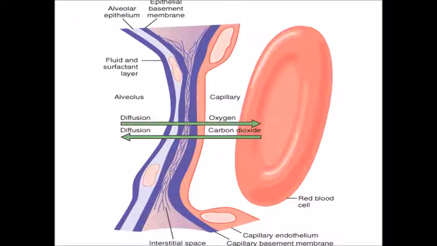So if we start from the inside surface of the alveoli, the first layer will be fluid and surfactant layer. Then comes alveolar epithelium, that is the second layer. Then comes alveolar epithelial basement membrane, that is our third layer. Then comes interstitial space, that is the fourth layer. Then comes capillary basement membrane, and last capillary endothelium. So there are 6 layers in respiratory membrane or pulmonary membrane.